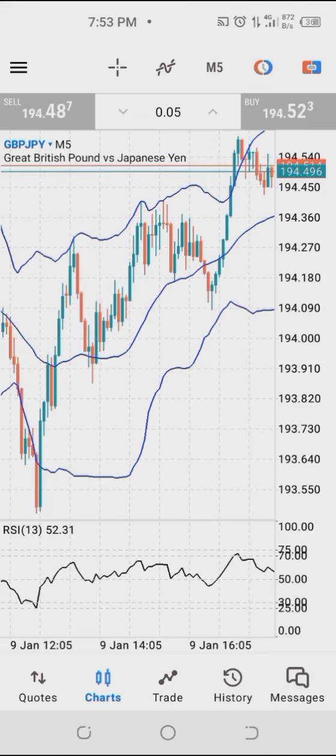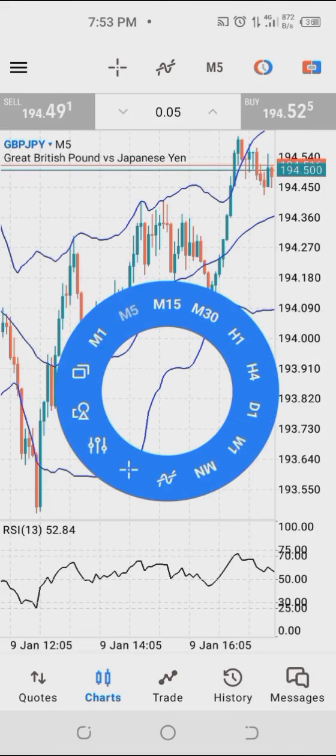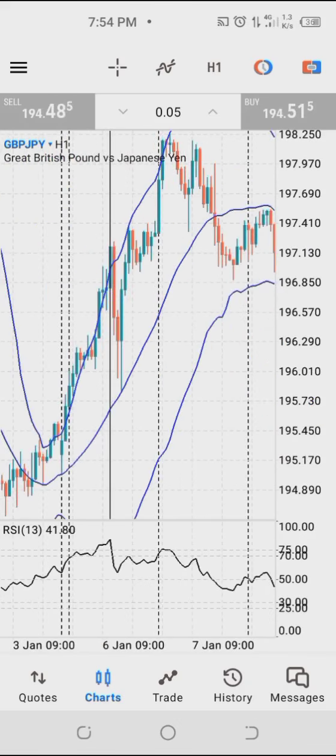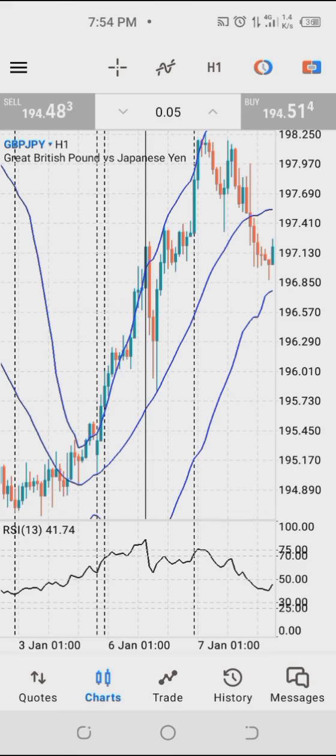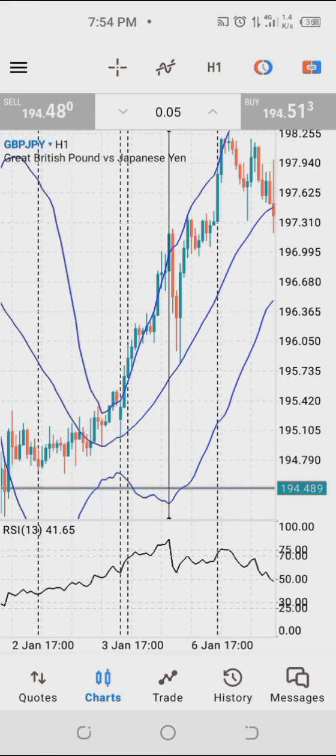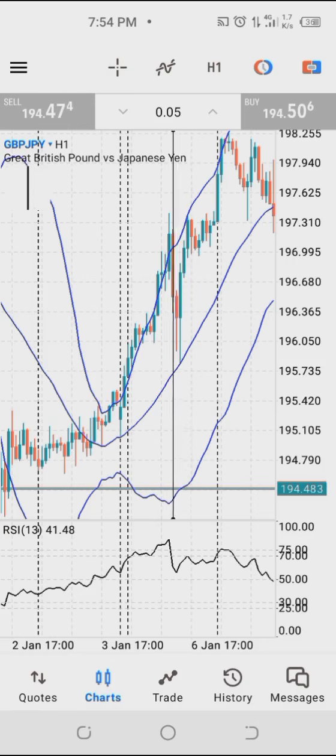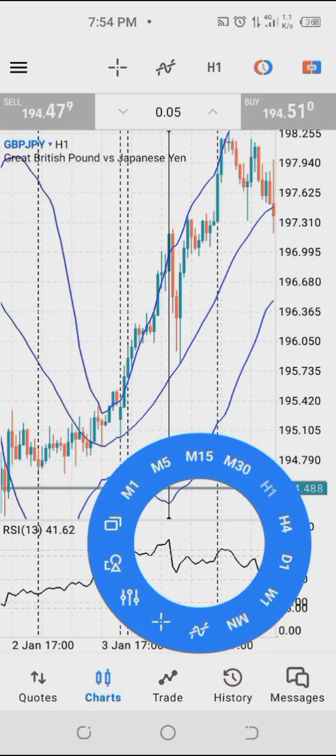So now let's get into the strategy proper. I move over to the H1 time frame and I'll wait for price to go outside the band, as in this case. Now look at this. As you can see, the price is outside the Bollinger Band.